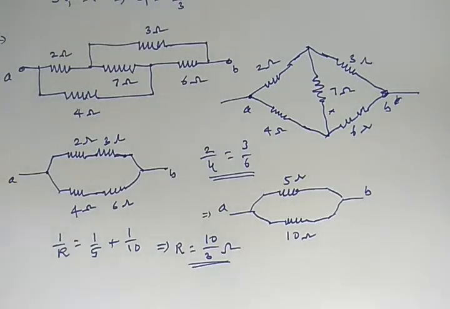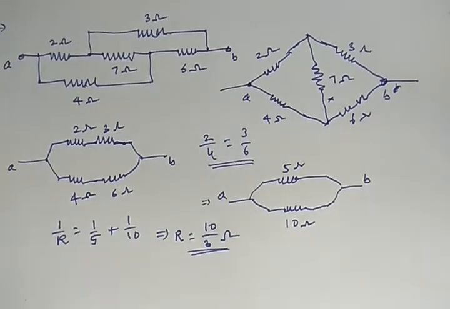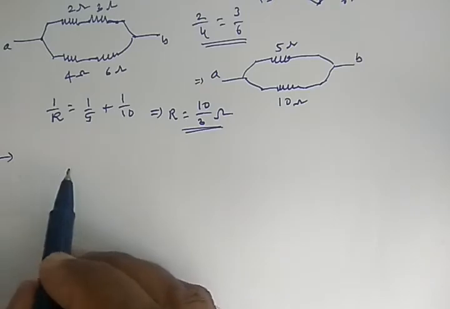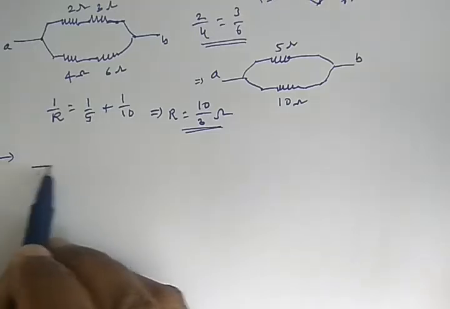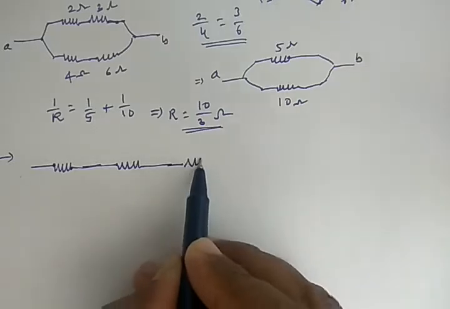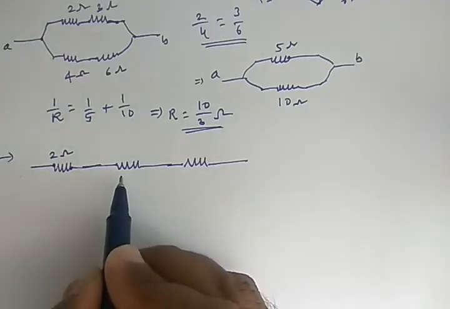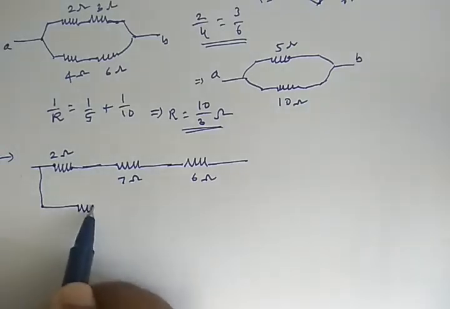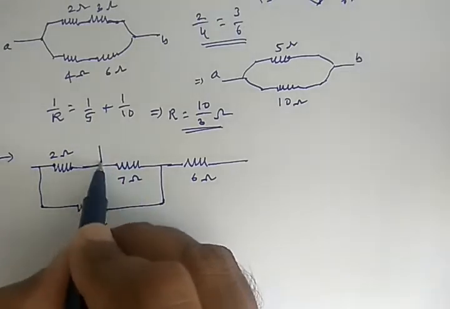You can also answer the same question by the general process. Let us take the general process and try to solve the same question. Take a 2 ohm resistor, a 7 ohm resistor, and a 6 ohm resistor. Now there is one more resistor here, a 4 ohm resistor. Let us connect to that point, and one more resistor.